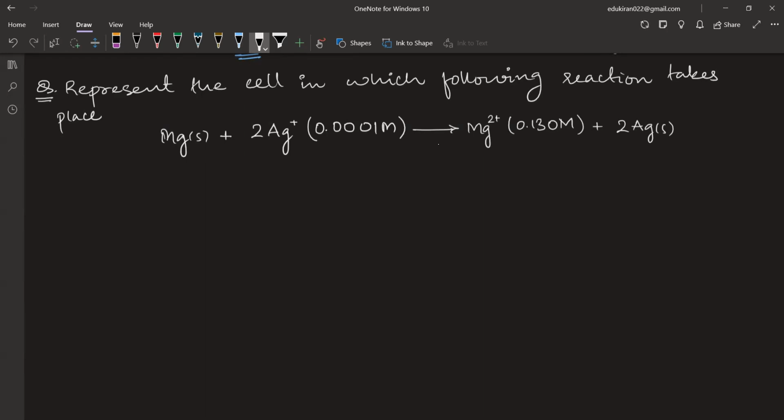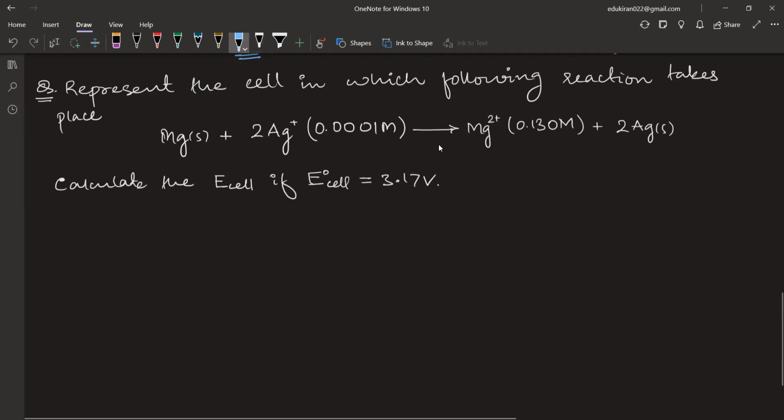Earlier what we used to do, we used to give you the cell and from there you have to get the reaction, and then you have to also calculate. They have asked to further calculate the E cell if E naught cell for this reaction is equal to how much? 3.17 volts. Okay, write this question.